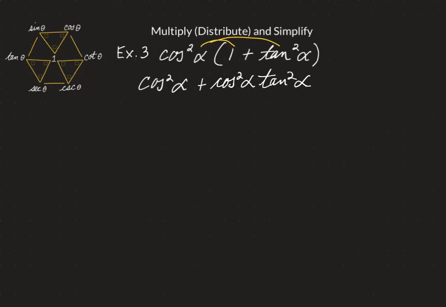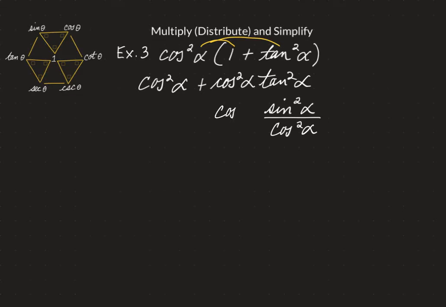That looks a little bit interesting. All right, so what is cosine squared of alpha times tangent squared of alpha? And by either looking at my sheet of trigonometric identities or looking at this hexagon over here or just remembering it, I can tell you that tangent squared of alpha is the same thing as sine squared of alpha over the cosine squared of alpha. And that's simply because tangent of alpha itself equals sine of alpha over cosine of alpha.